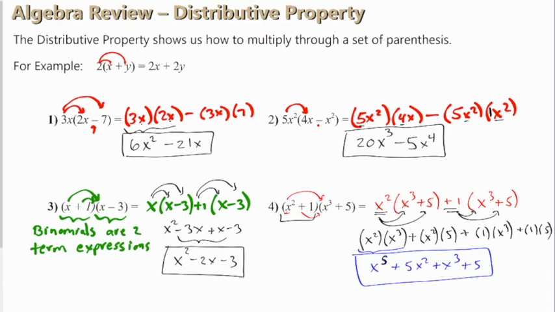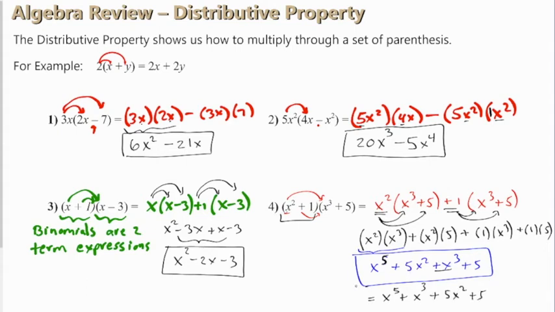So see how this is x to the 5th? We should go from highest exponent to lowest. So this is known as standard form, x to the 5th. I'm going to move this next because that's the next highest exponent, x to the 3rd. And then comes 5x squared, and then plus 5.